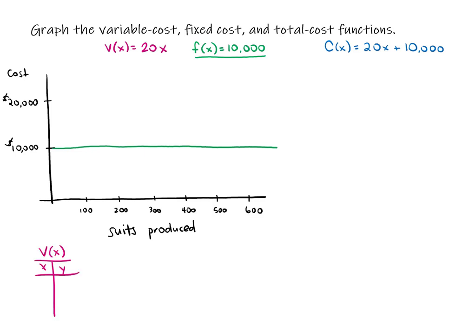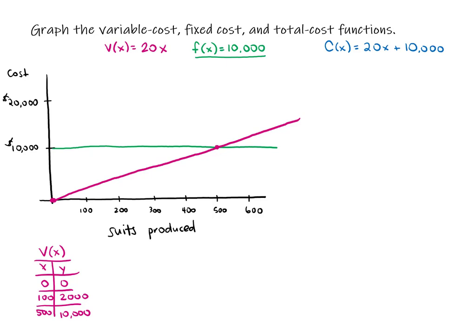Let's go ahead and put some numbers in to find out the graph of our variable cost. 20 times 0 is 0. 20 times 100 is 2,000. 20 times 500 is 10,000. So I get the 0, I get the 10,000. We would connect them with a line.